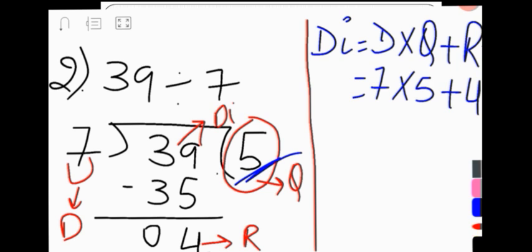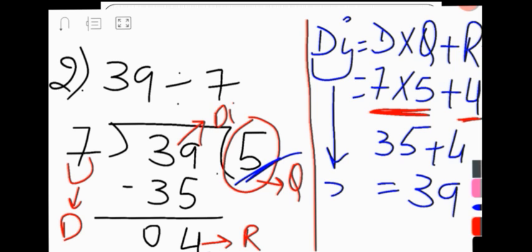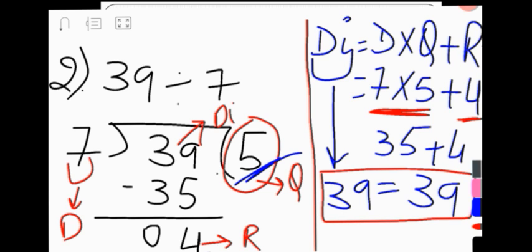Now again first we have to multiply these two. So first we will be multiplying 7 and 5. So 7 5s are 35 and then we will be adding remainder to it, that is 4. So 35 plus 4 is equal to 39. And here also our dividend is 39. So here both are matching up. Our left hand side is equal to the right hand side. That means this question is also correct.